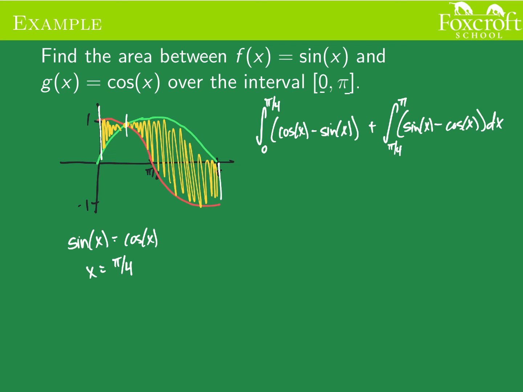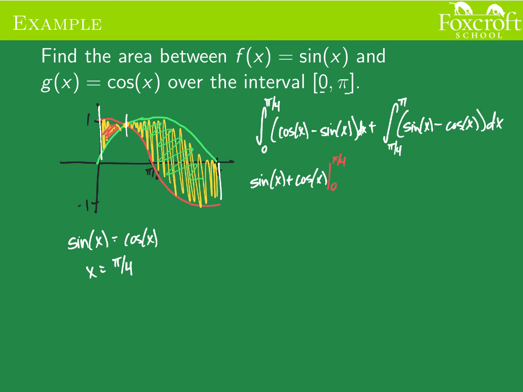So these two combining, this left-hand one will give me this region. The right-hand one will give me this other region where the green one's on top. And now for each of these, and I forgot the dx here, we can basically just do them separately. All right, the first one, the antiderivative of cosine x minus sine of x, is going to be sine of x plus cosine of x, evaluated from 0 to pi over 4.